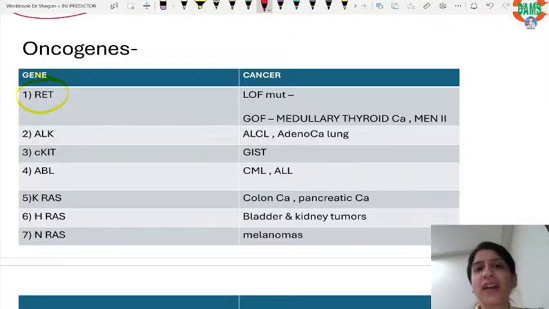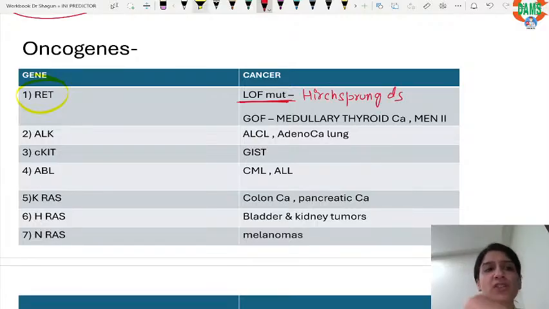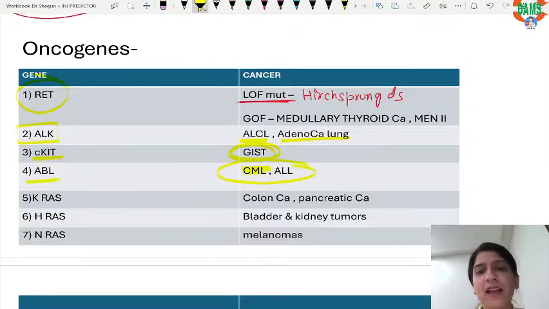RET mutation. If I have a loss of function mutation of RET, you are going to have Hirschsprung disease. Loss of function mutation, Hirschsprung disease. ALK mutation: ALCL, anaplastic large cell lymphoma, and adenocarcinoma of lung. SICKIT, very important, this is the most common mutation of GIST. ABL in CML and ALL, very important, 9;22 translocation.